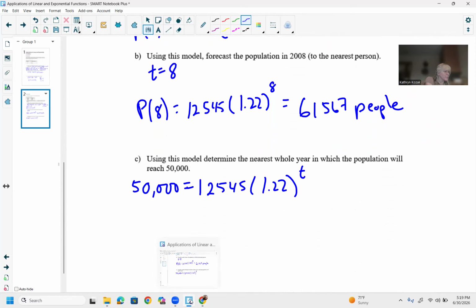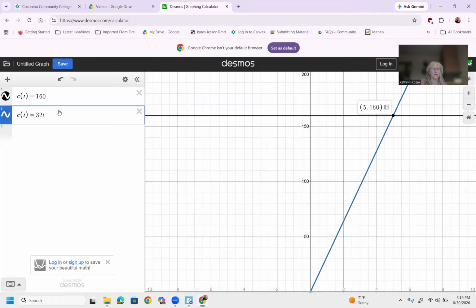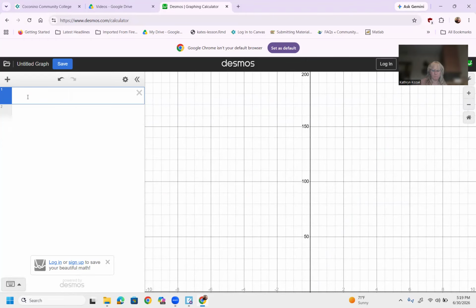To do this with my calculator or with Desmos, I prefer Desmos over the calculator a little bit. So we're going to put these into the calculator. Again, we're going to use P of t is 50,000 as one side, and P of t equal to this equation as the other side, into Desmos. I'm going to delete these out. Now I can type in that P of t is equal to 50,000. Don't put the comma in there, because it will think it's a list.